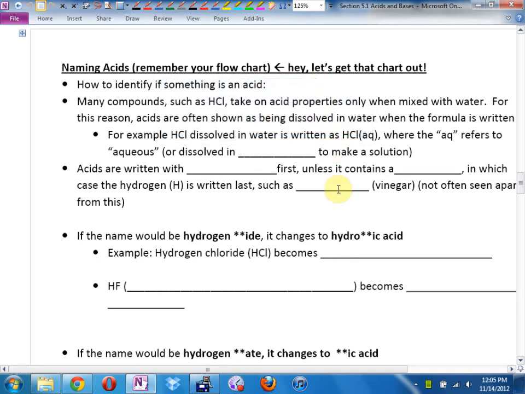So I wrote down here, naming acids, and then I put in brackets, remember your flow chart. And then I said, hey, let's get that chart out. I stuck the flow chart on the back of the yellow sheet. Flip the yellow sheet over. This is how to name almost anything.